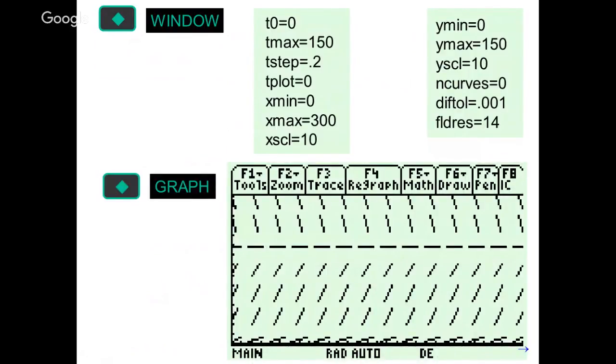How do you know what to set the window to? Well, I kind of know what the solution is ahead of time. You know what I mean? So you'll get a feel for it once we do some more.